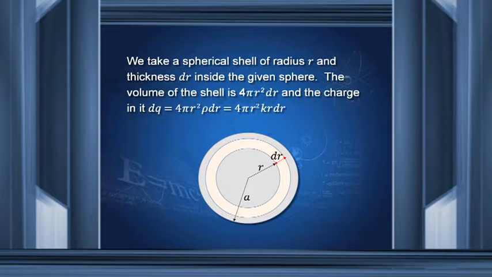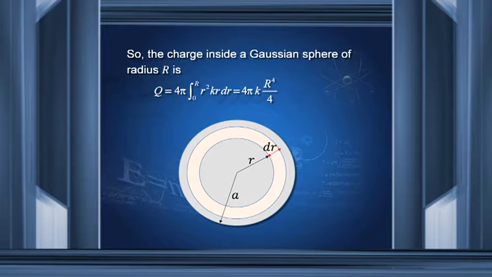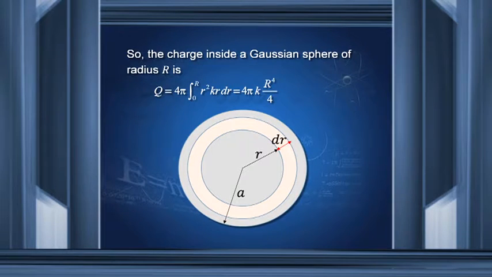So, we take a spherical shell of radius r and thickness dr, and the charge dq inside this shell is 4 pi r squared dr, that is the volume, into the volume charge density, that is rho. And what is rho? Rho is k r, and k is a constant. So, it becomes 4 pi k r cubed dr. We integrate this and we get 4 pi k r 4 by 4. So, any sphere of radius r inside this will have a charge which is 4 pi k into r 4 by 4.